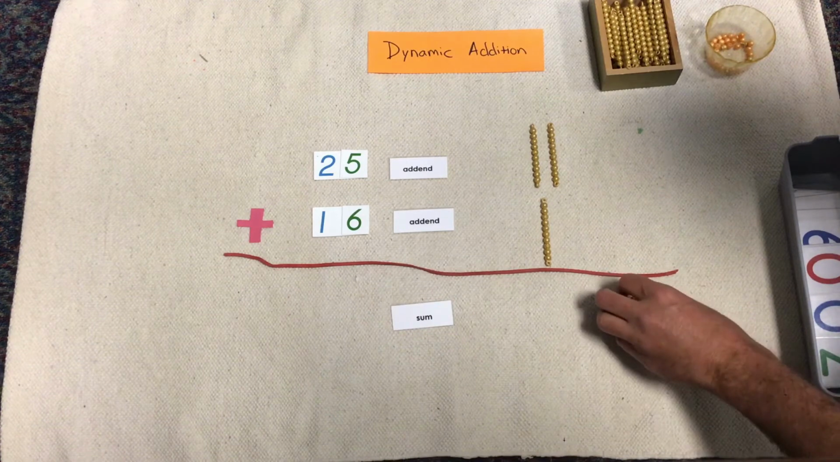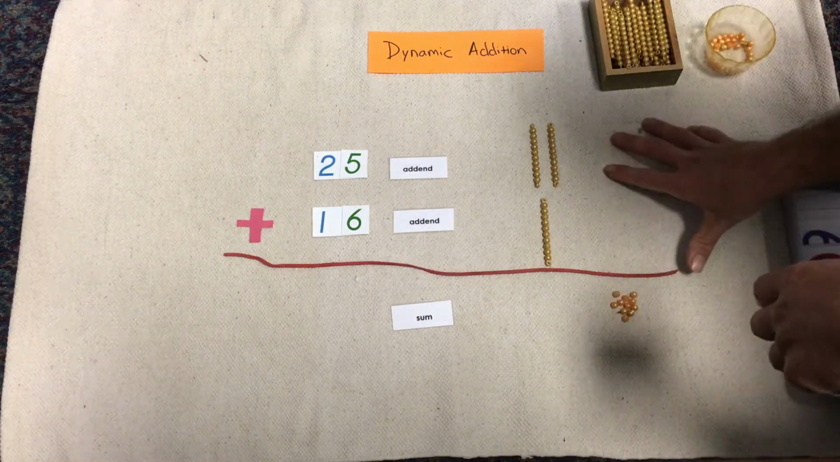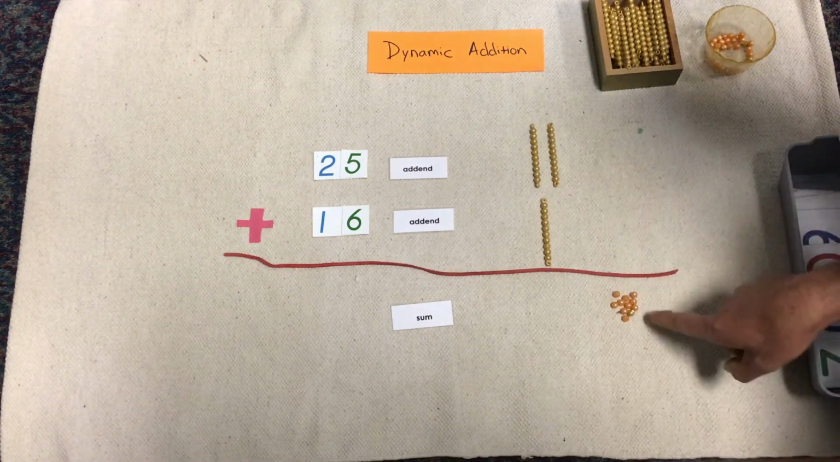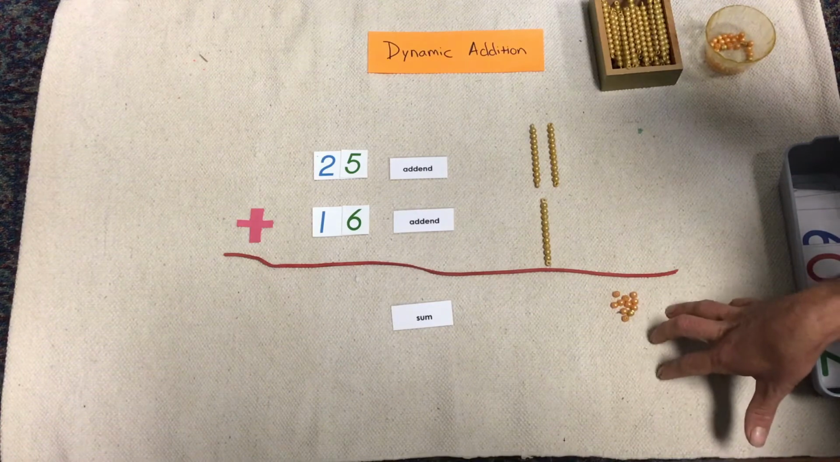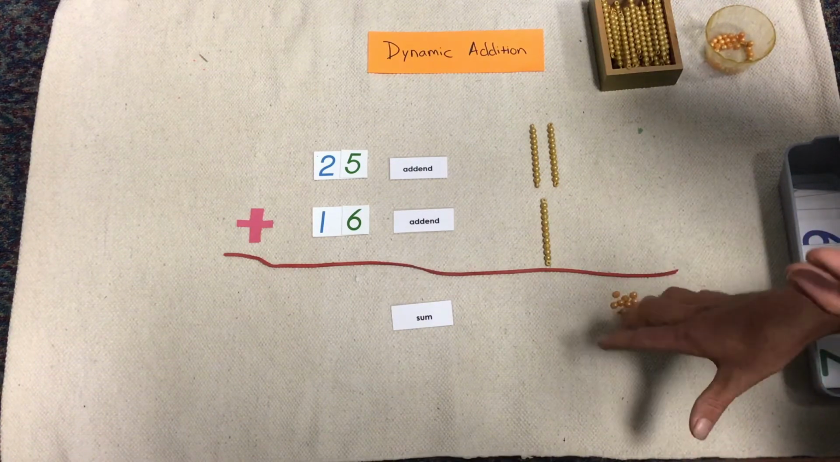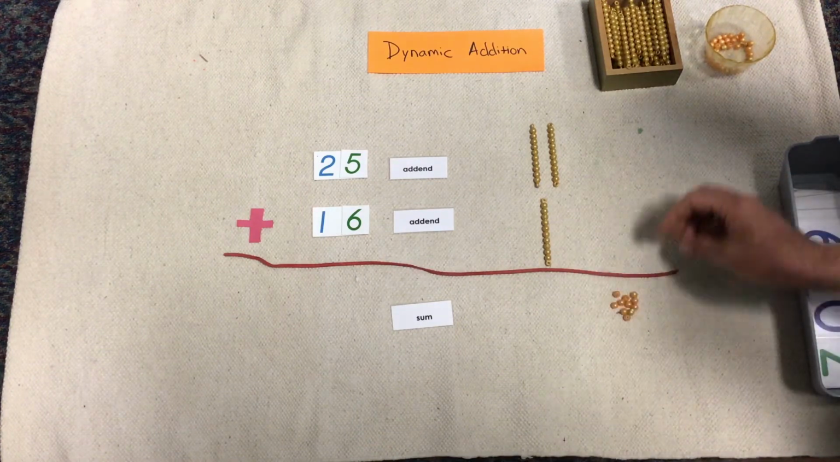Now, what makes dynamic addition dynamic is that usually when we add our units up, it's going to be under 10. But in this case, it's 11. So what do we do with that? We can't put 11 in the units space. So what we're actually going to do is what we call an exchange.